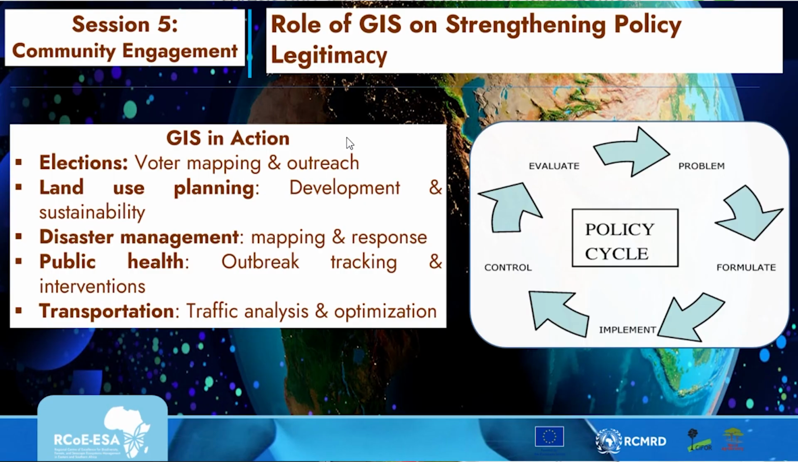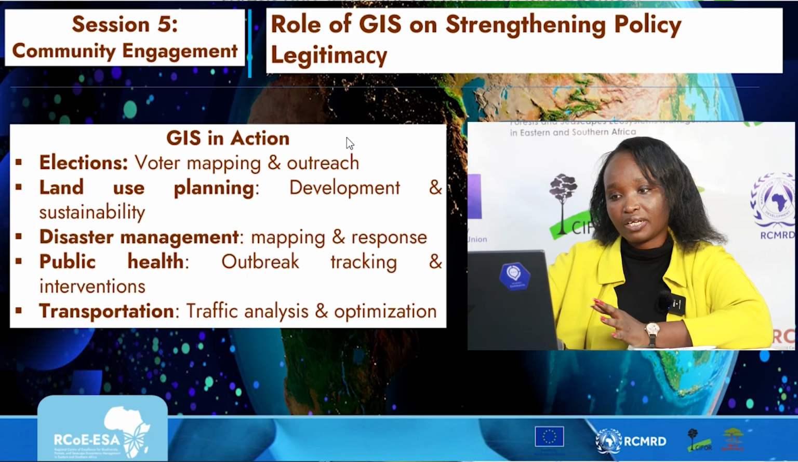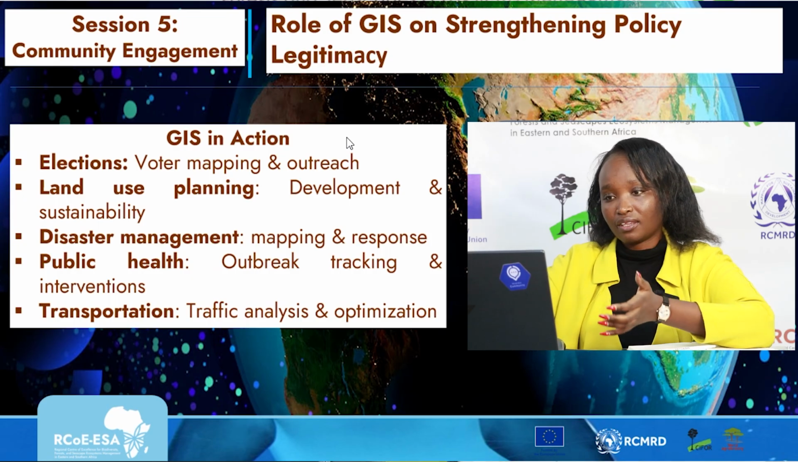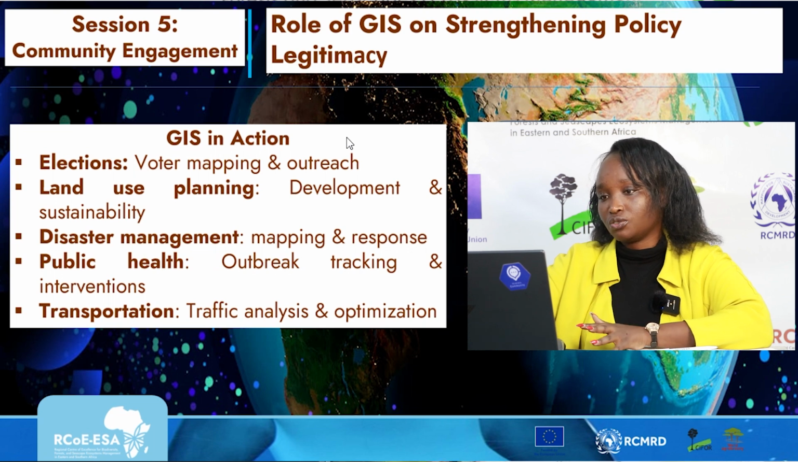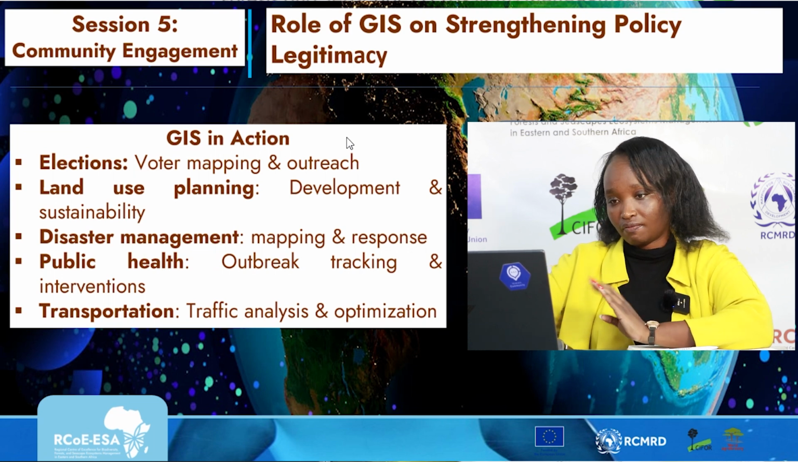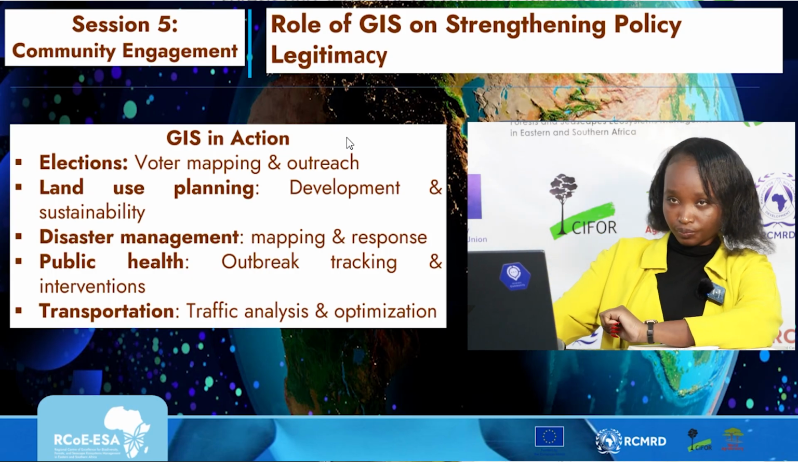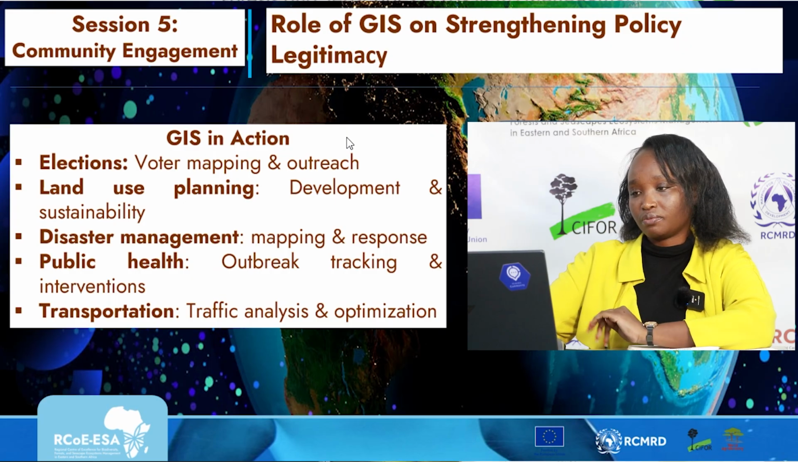So GIS in action, where is this applied? We have, when there are elections, voter mapping and outreach. In land use planning, there's development and sustainability. During disaster management, for example, the scenario that I made on the floodplains. There's public health, when there's an outbreak and you need to track and come up with interventions. Then there's also transportation, where you get to do traffic analysis and then come up with optimization measures.